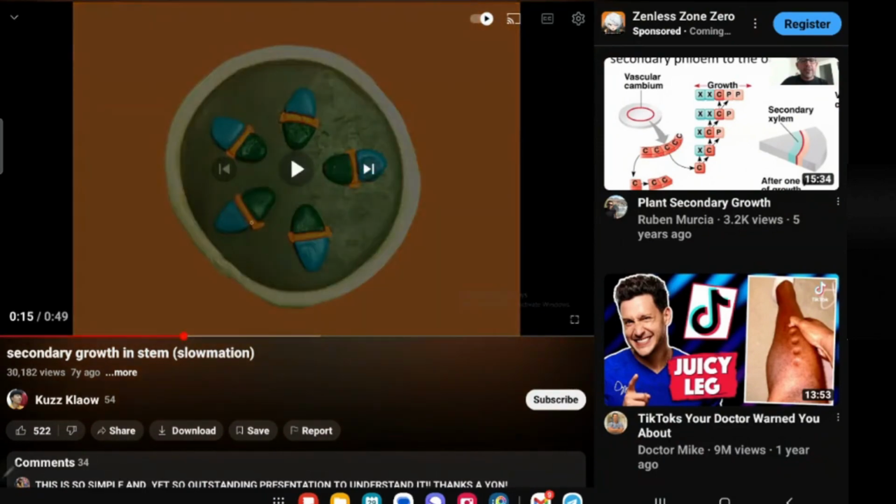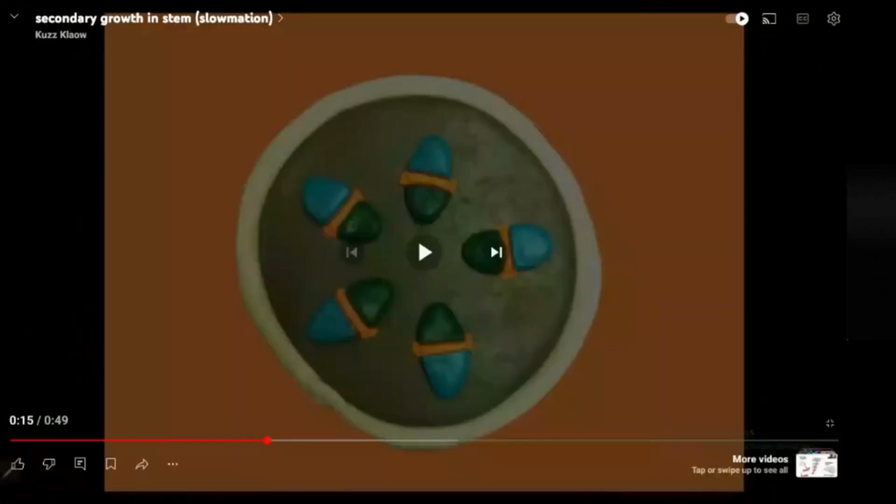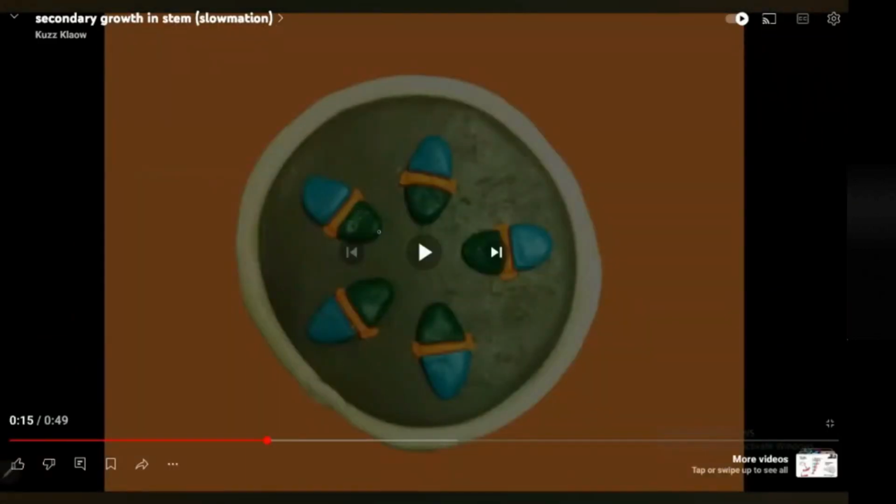Now you can see here. This yellow, this green, this orange thing, right? This orange thing. What is that? That is the cambium. Okay, the cambium. And the blue color is the xylem. The green color is the phloem. Sorry, the opposite. The green color is the xylem and the blue color is the phloem. Xylem, phloem, cambium.